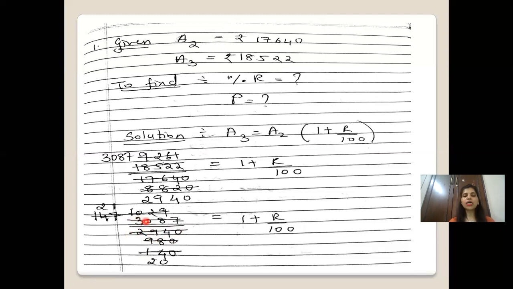So 3 1s are 0, 3 2s are 6, 2 carry over, 3 9s are 27, 3 9s are 27, 2 carry over, 3 8s are 24, 0. Now you check whether you can divide this particular number with 3, or you can divide it with some other number.